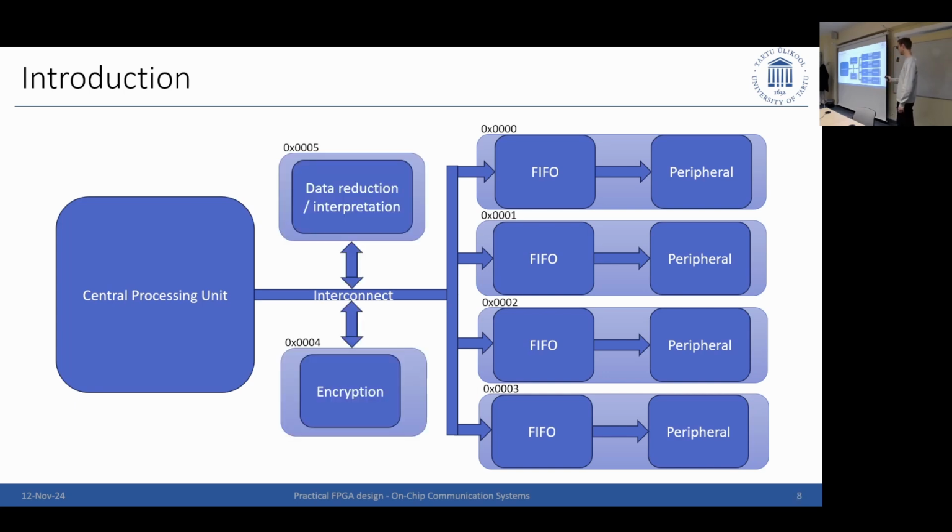The next option is, of course, to add all kinds of other blocks to the system, for example, data reduction, interpretation, encryption of signals or whatever, and then we can also just connect them to the interconnect, and then everything is on one bus system. I'm going to come to the downside of it. Of course, it's a bottleneck if you put everything under one bus system, but it's also kind of nice because you do not have to write any interface anymore.